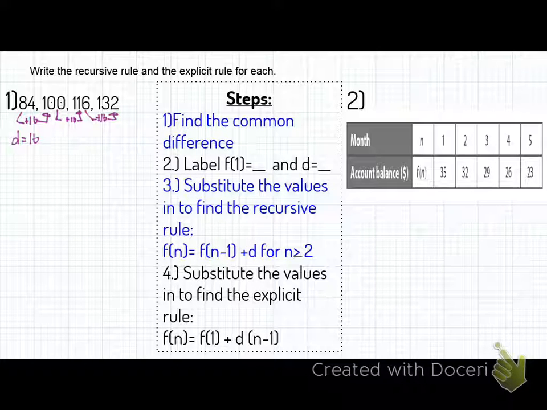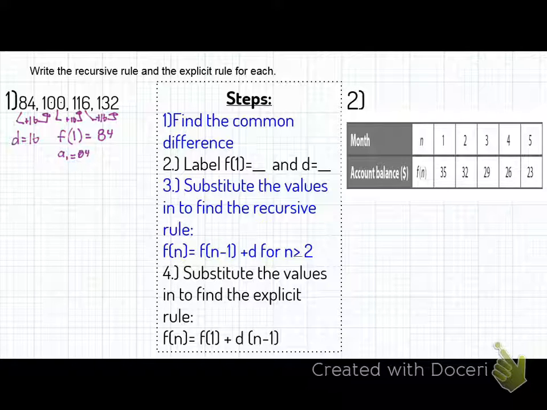We could also say that the first number in the sequence is 84, or f of 1 is 84, okay? Or another way we could say it is the first number, a sub 1, is 84. It's the same idea, it's just a different way to write it. Or f sub 1. We're just saying the first number is 84, okay? So now we've labeled steps 1 and 2. F of 1 is 84, and the difference is 16.